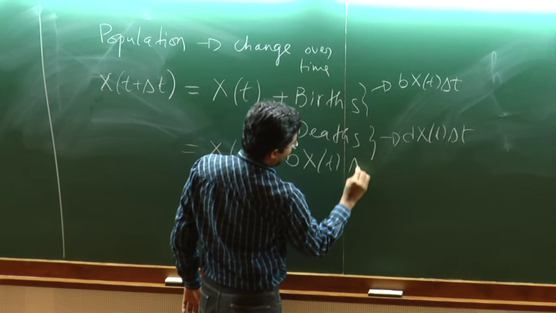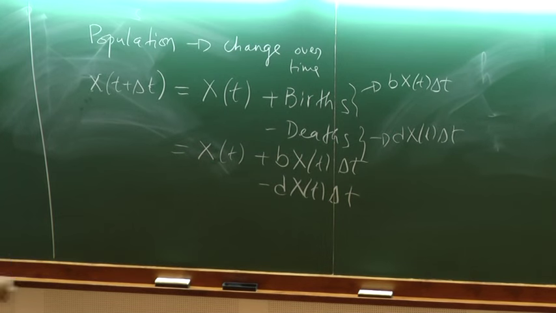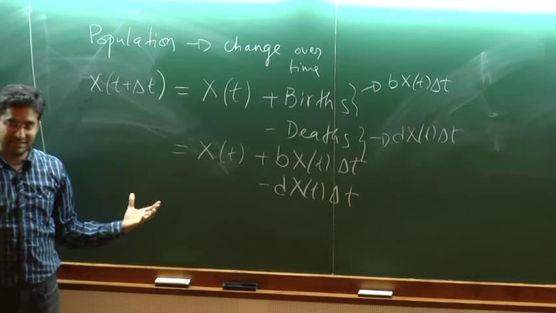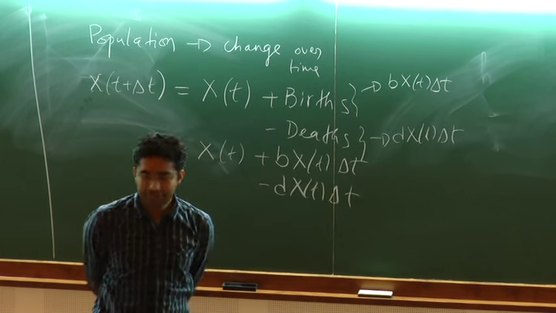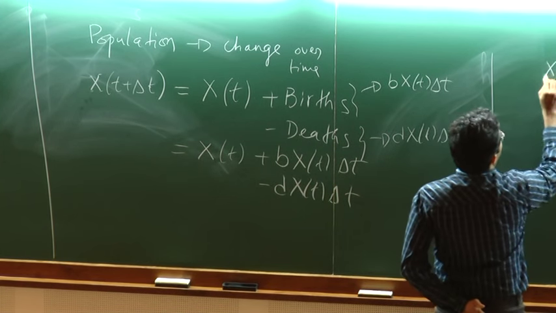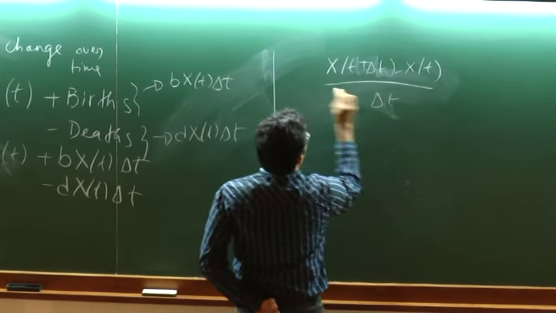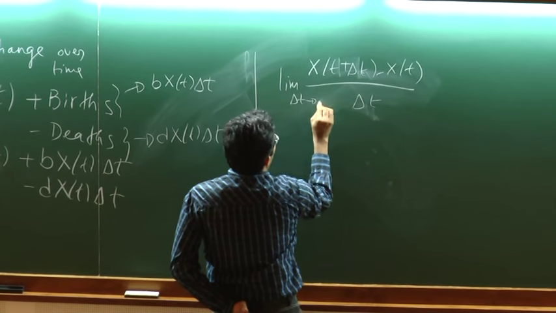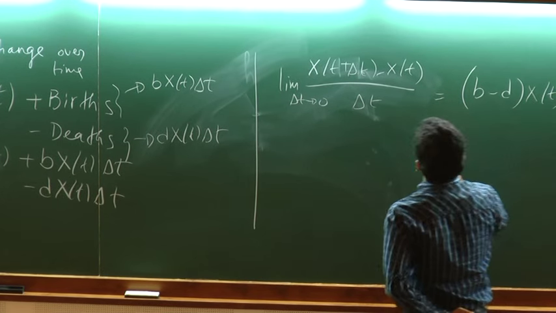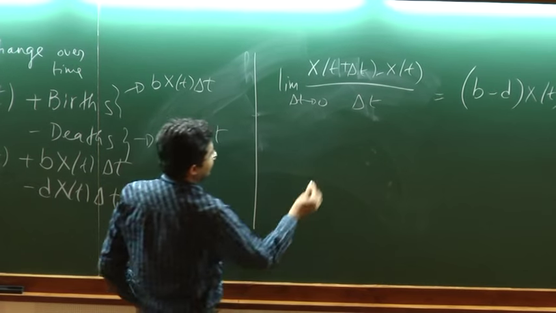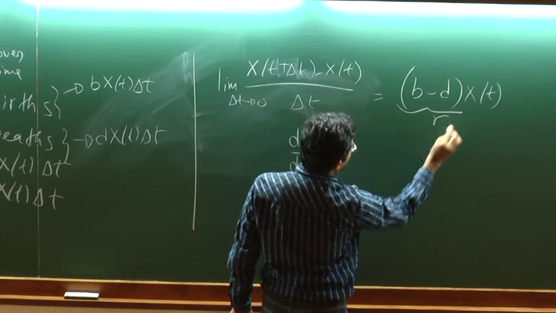What do we have? Lots of X_t, all linear terms, very nice linear terms, which means I can take the X_t to the left-hand side and divide the entire equation by delta t, and for those who know limits, I can set delta t going to zero. If I do that, we have (B minus D) times X_t, right? So the left-hand side is dx by dt by the simple definition of derivative. And let's call this R.